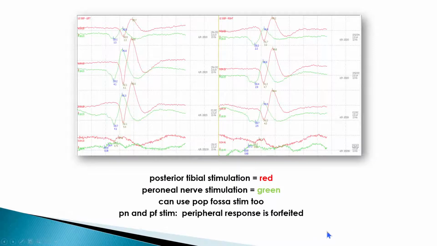The red responses here are posterior tibial nerve SSEP. The green ones are from stimulating the peroneal nerve. Now remember, you're stimulating halfway up the leg as opposed to down at the ankle. So you're cutting off some of the time it takes to get those responses on the cortex. So that's why you see that shift.